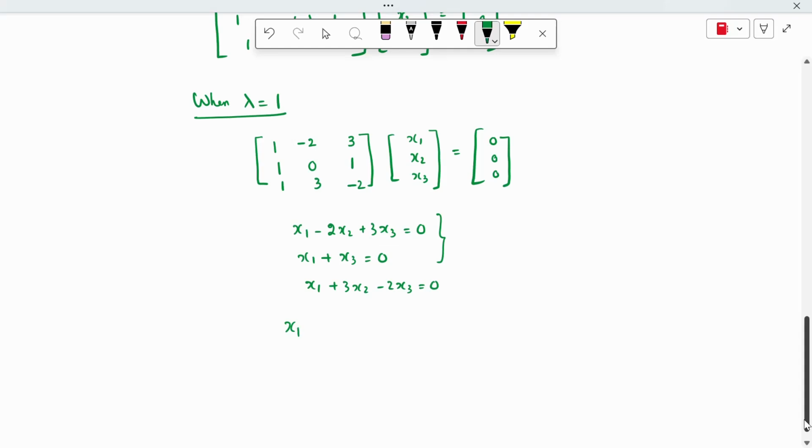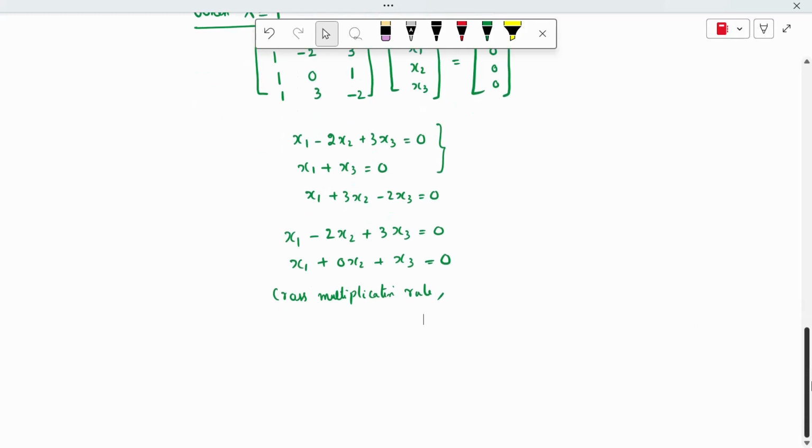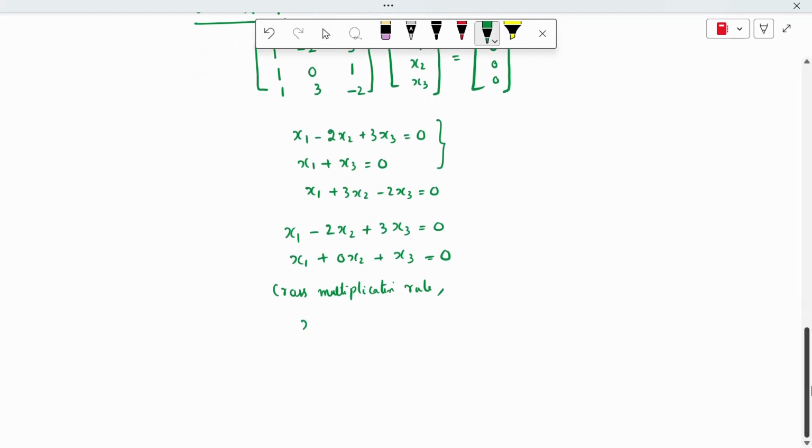How we have to take it: if any element is not there, write that term as 0 x2 so that you will not get any confusion. So I have written it this way. The method is called the cross multiplication rule. Now find your x1 and x2. So it is x1 divided by, minus x2 divided by, x3 divided by.